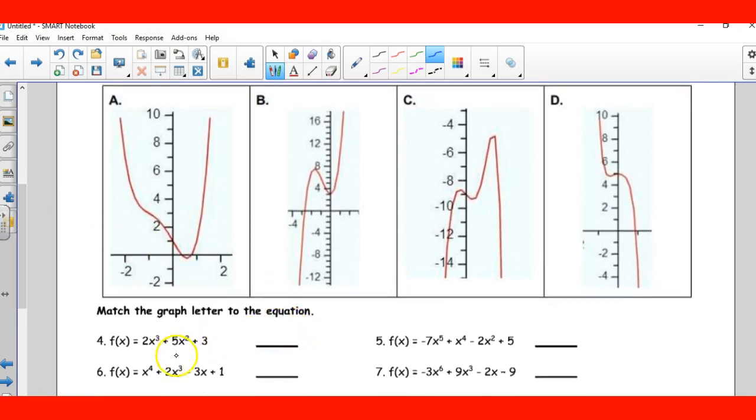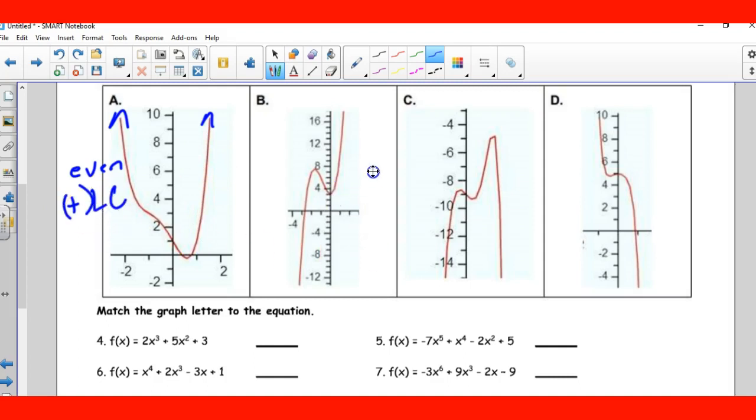So for this one, let's go ahead and look at this graph. With this graph, both ends are in the same direction, and to the right. Because both ends are in the same direction, that means it has an even degree. All right, even degree. And to the right, it goes up. That means it has a positive leading coefficient.